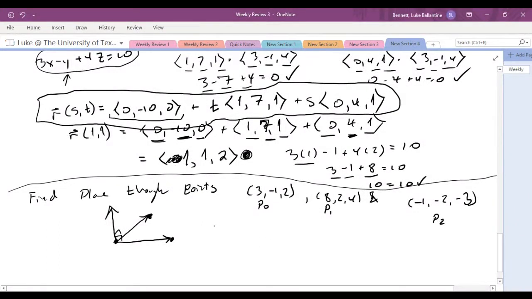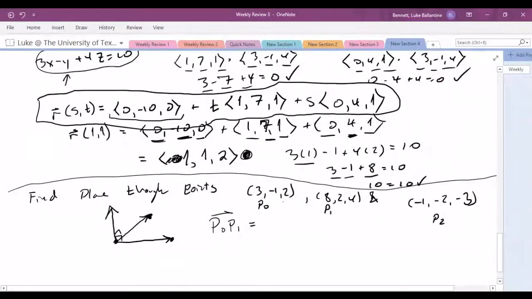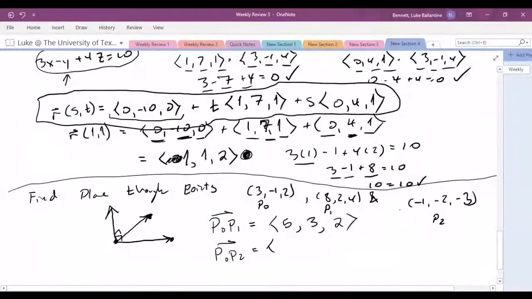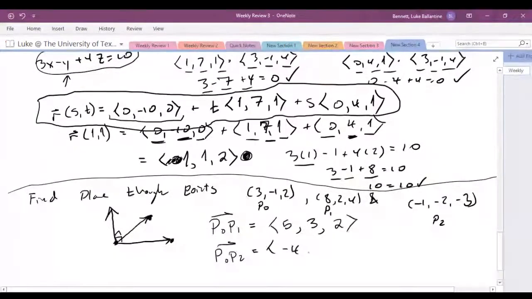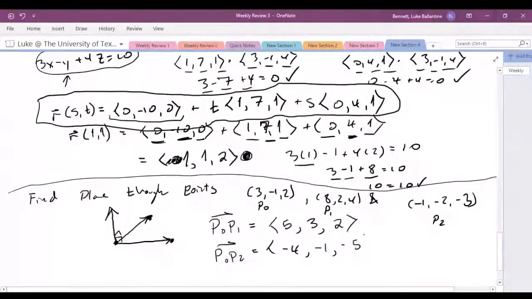Okay, so let's find vector P naught to P one. This is 8 minus 3 is 5, 2 minus negative 1 is 3, 4 minus 2 is 2. And let's do P naught to P two. We get -1 minus 3 is -4. We get -2 minus -1, that's -2 plus 1, that's -1. -3 minus 2 is -5.